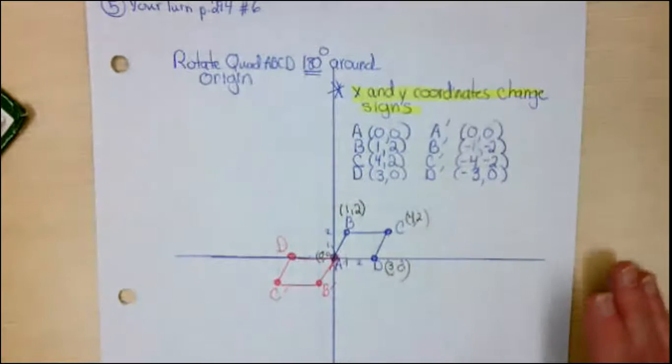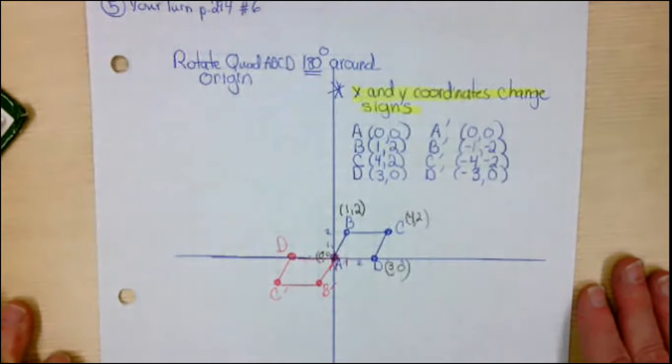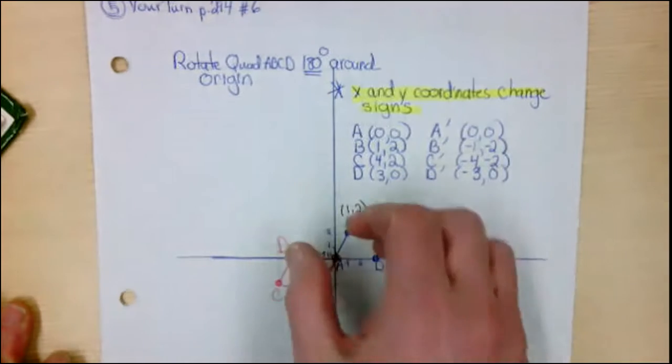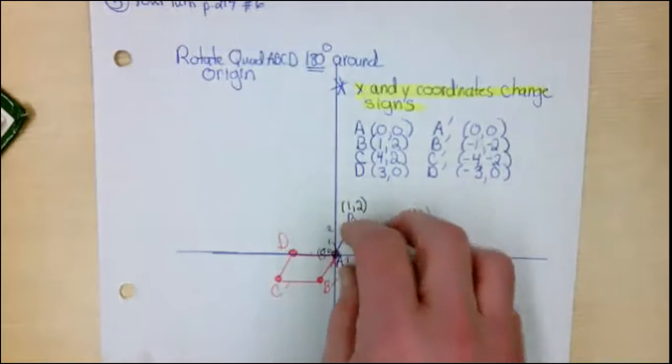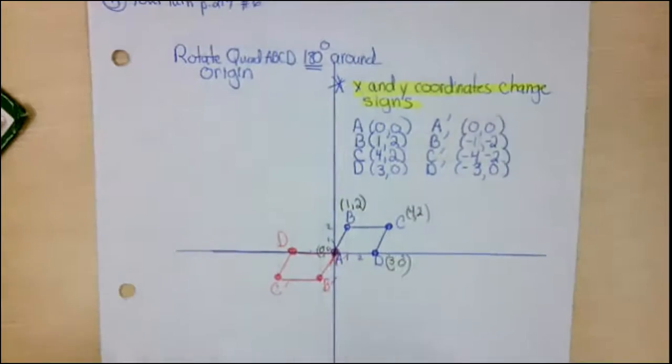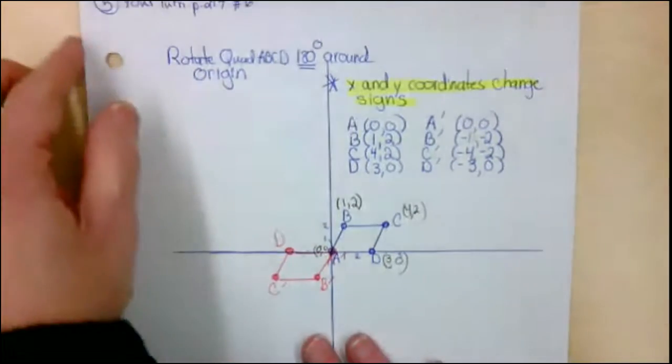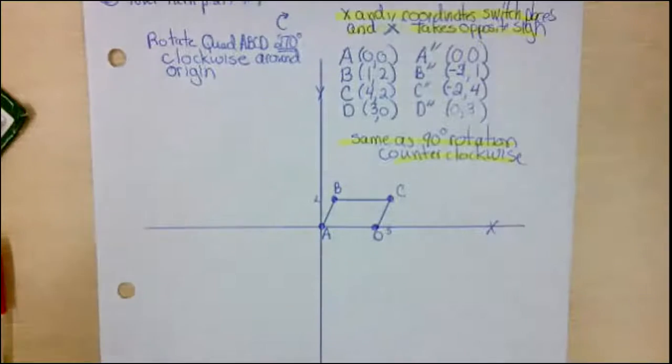Here we are, that's a 180 degree rotation. And note that I don't have to say if it's clockwise or counterclockwise, because if I go 180 degrees this way, it's going to give me the same thing as 180 degrees that way. Okay, let's take a look at one more.